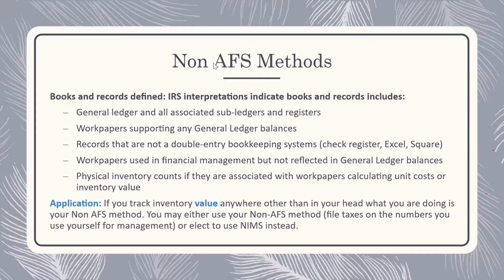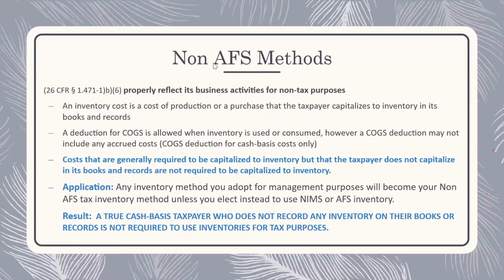And then any work papers that are, this is the key, any work papers used in management but not reflected in the general ledger. So that is physical inventory count if you're also calculating costs. The second you do any kind of record keeping where you count what you got and you do anything to apply cost on it, which is what Olivia is going to be talking about next week, right? The second you do that, those records become part of this non-AFS method's books and records. And unless you elect differently, you're supposed to be paying taxes on that basis, right? So unless you're tracking it in your head, you put it on paper, you're either going to use the non-AFS method or you're going to elect NIMS, which is what I'm going to talk to you about in a second.